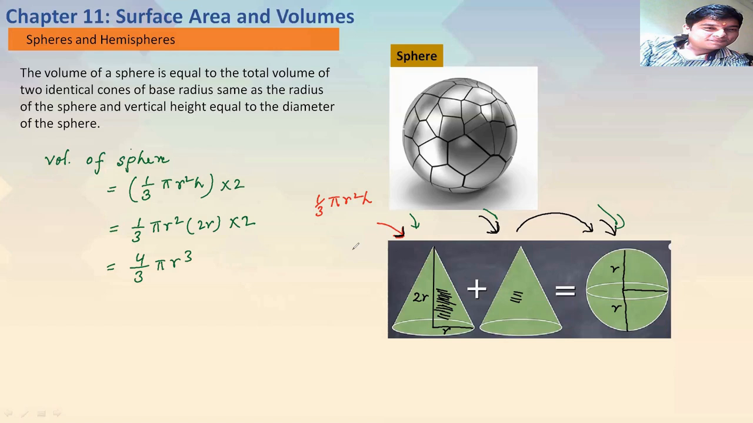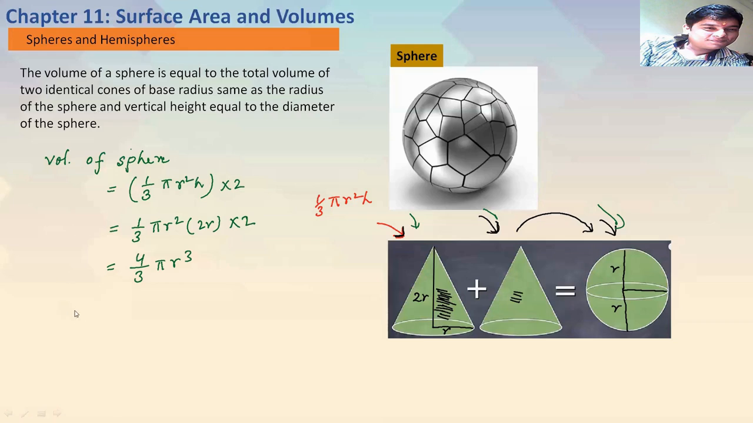Similarly, I have just explained that a sphere can be filled with two cones, right? Two cones full of fluid. Two cones which are identical and have base radius r and height 2r. That means the radius of the sphere and the radius of the cone is the same, and the height of the cone is equal to the diameter of the sphere. Please note this, okay? Yes, sir.